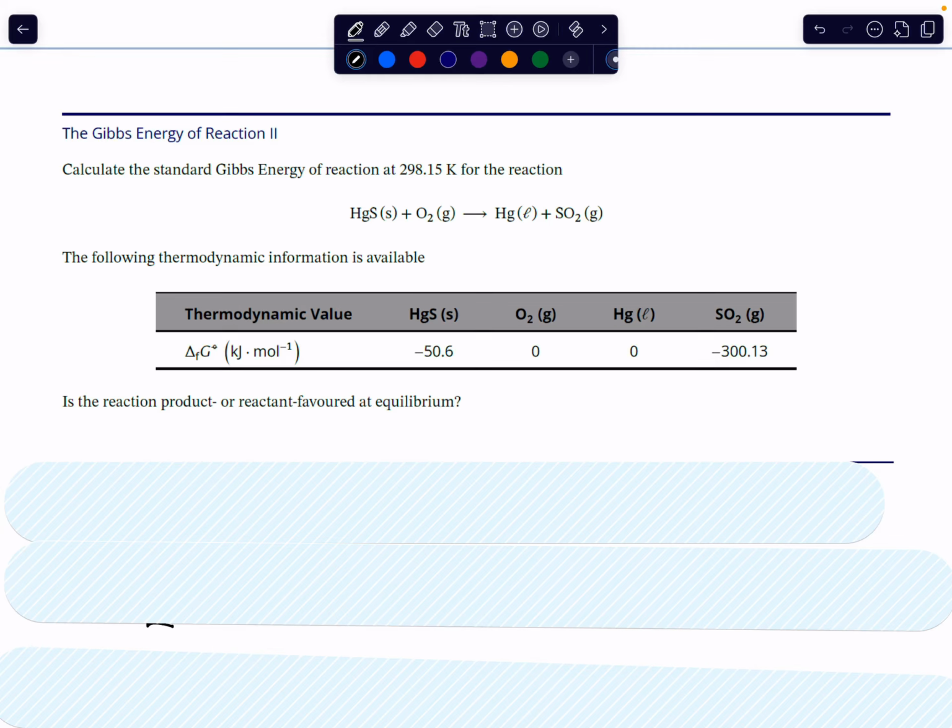Hello everyone. So in this example, we're going to look at another way that we can calculate the Gibbs energy of reaction. So we're asked to calculate the standard Gibbs energy of reaction at 298 Kelvin for a given reaction. So we're looking at mercury sulfide reacting with oxygen, so it's actually an oxidation reaction, where it's going to form mercury, liquid mercury and sulfur dioxide.